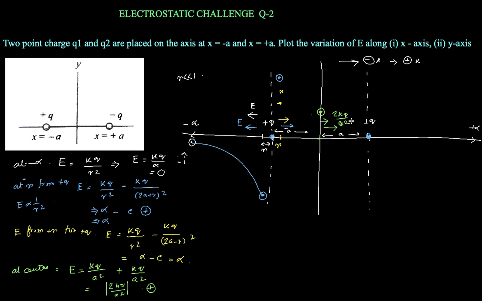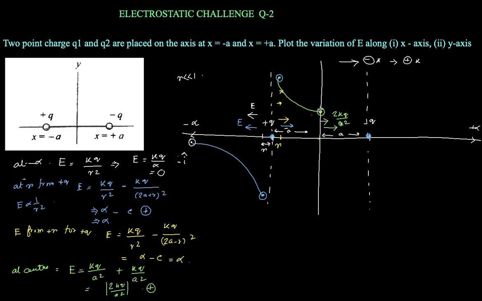You got it? So again, the nature of the electric field: E is proportional to 1 by r, that is, the distance inverse square. So it obeys the inverse square law. So we can join this graph like a rectangular hyperbola.